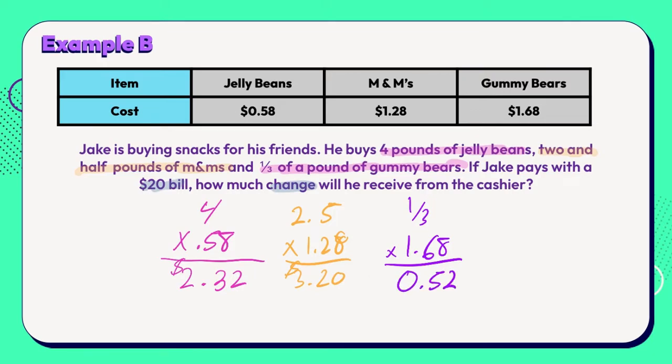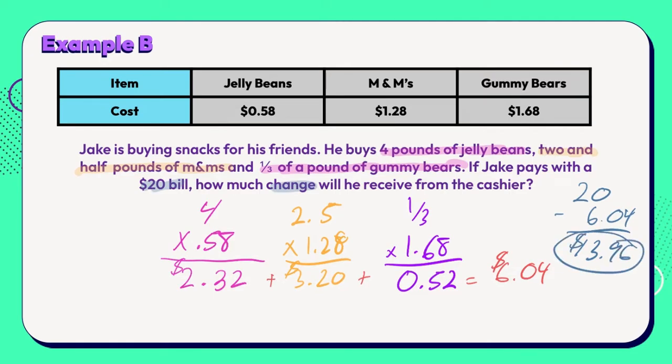So now that I've figured out how much I spent on all of the candy, I'm going to add those things together. That's going to give me a total of $6.04. So that's how much money he spent on the candy, but that's not what the question's asking me. The question's asking, if he pays with a $20 bill, how much money will he get back? So in order to figure that out, I'll take the $20 that he has and subtract the $6.04 that he just spent, and I'm going to end up with $13.96 in change, and that's how much money he gets back.